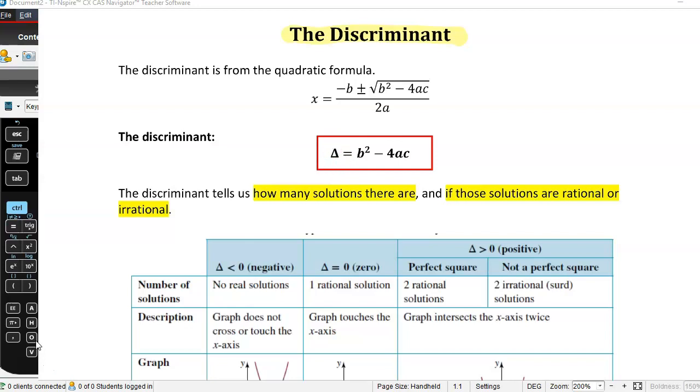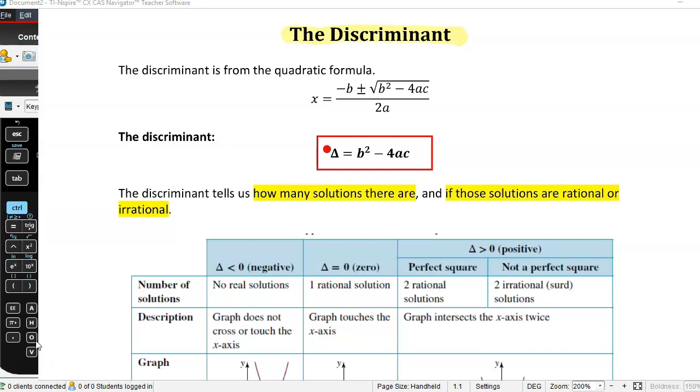You notice it looks like a little triangle, but a little bit thicker. The discriminant is equal to b squared minus 4ac. That is from the part of the quadratic formula that is under the square root. If that part is negative, we can't find the square root of a negative number without going into complex numbers. So we know then that there are no solutions.